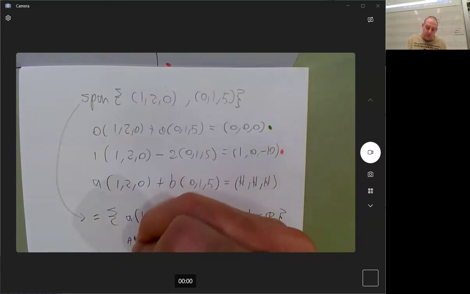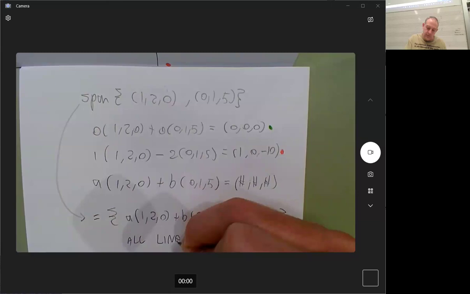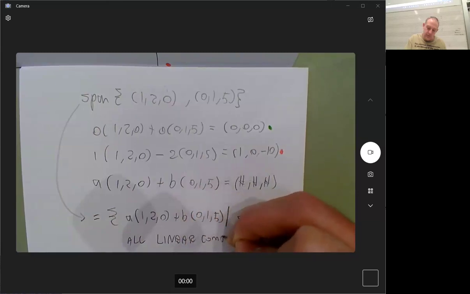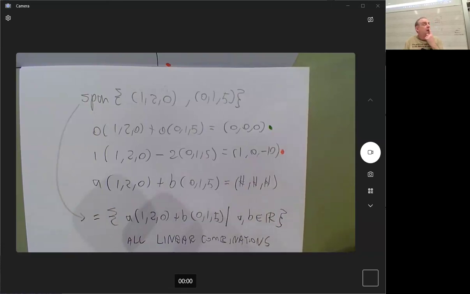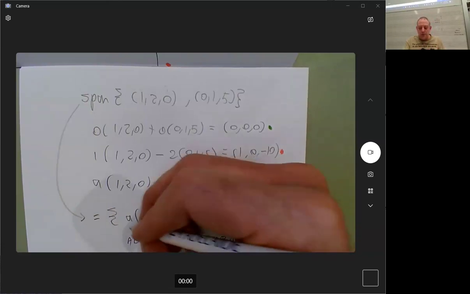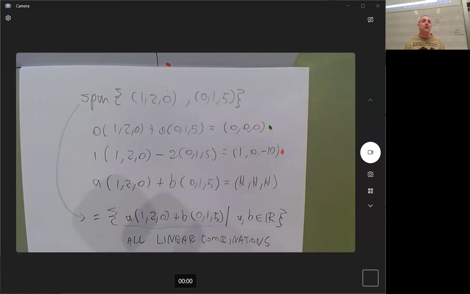If you like, it's all linear combinations. And I didn't say what that word was. That's what this thing is called, a linear combination. Okay. So the span, that's what this object is. The span is what you get when you color in all those points.